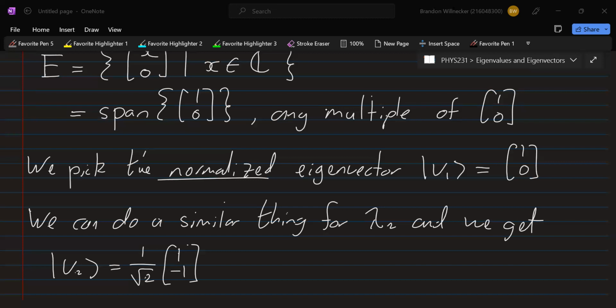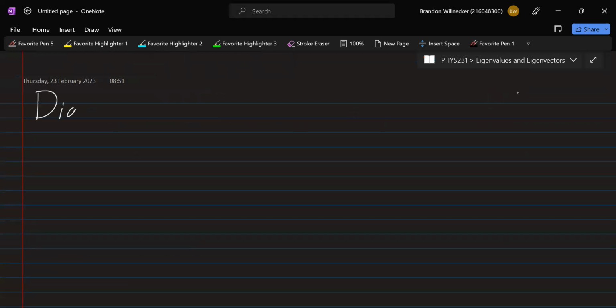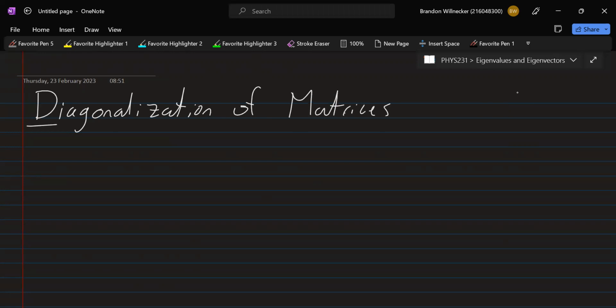Okay, so let's look at one of the applications of eigenvalues and eigenvectors, and that is diagonalization of matrices. Okay, and we will be using this quite a bit in quantum mechanics. Okay, the reason being is that diagonal matrices are often a lot easier to work with than non-diagonal matrices.